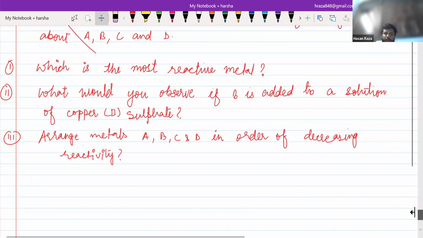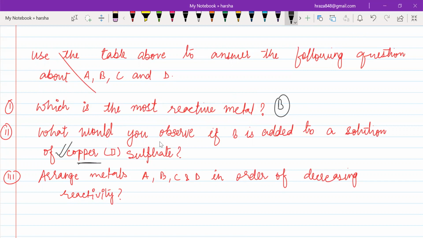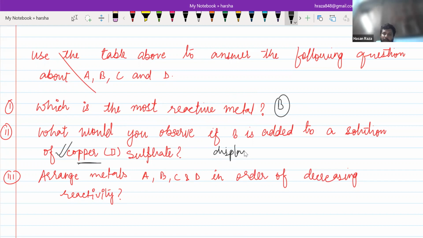So which one is most reactive? B. What about the second? What would you observe if B is added to a solution of copper? Since B can replace iron, then it can replace copper also, because iron is more reactive than copper. So what would you observe? A displacement reaction.